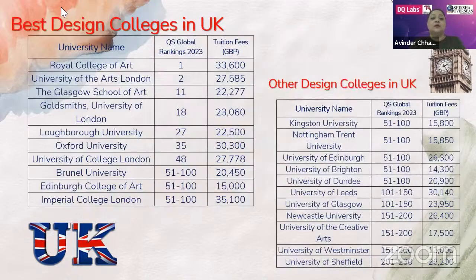Next, I would like to share a list of what I will say are the best design colleges in UK. The first, number one, comes Royal College of Art. We're all aware of this name. The tuition fee for Royal College of Art is about 33,600 GBP per annum. Then University of Arts London, the Glasgow School of Art, Goldsmiths, University of London, Loughborough, Oxford, University College London, then Brunel, Edinburgh College of Art, and Imperial College London. These are the top ranked.